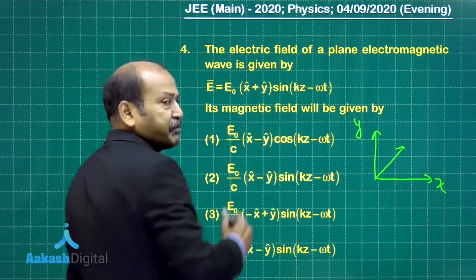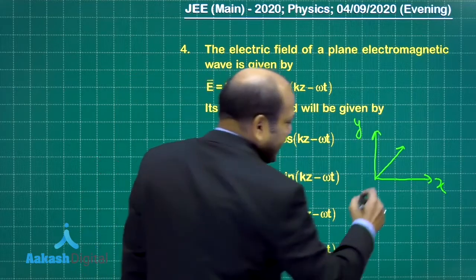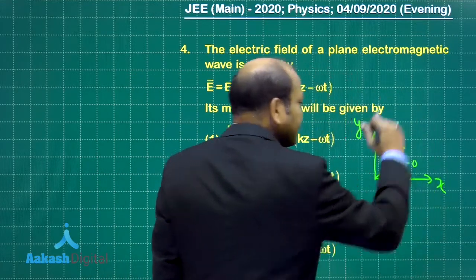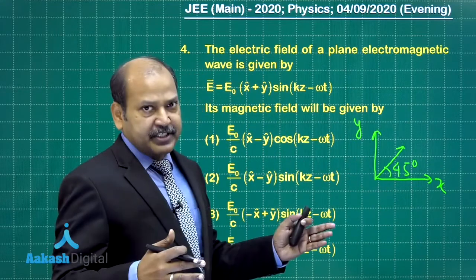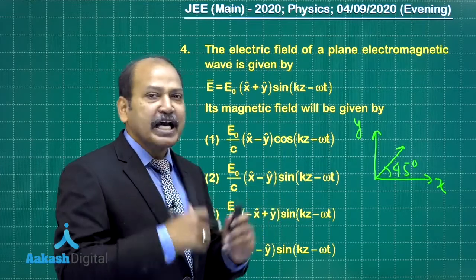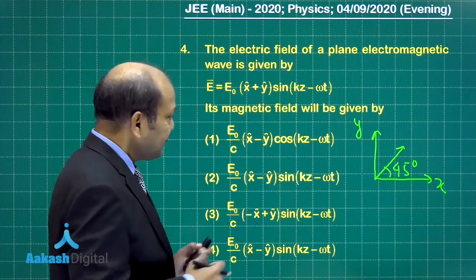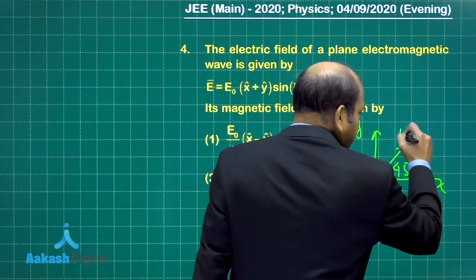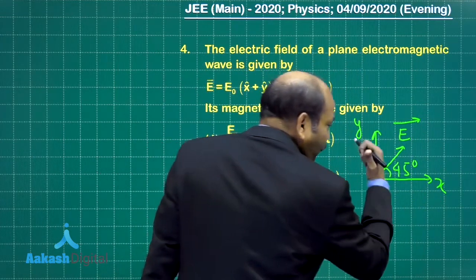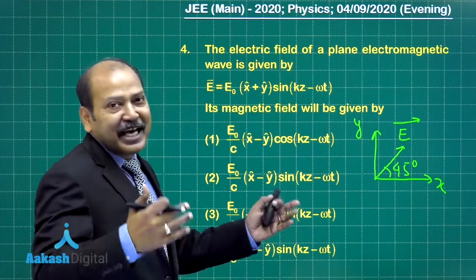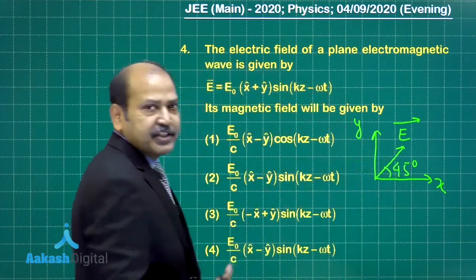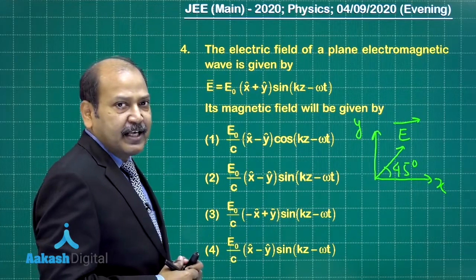That means it is directed like this. Since it is x cap plus y cap, this angle is 45 degree, right? So this is the direction of the electric field oscillation. In fact, the amplitude is root 2 times E naught, okay? So this is at that moment the direction of the electric field. Now E cross B is the direction of propagation of the wave. The wave is traveling in this direction, the positive z direction.